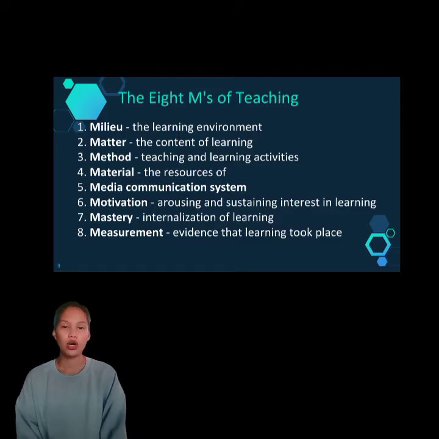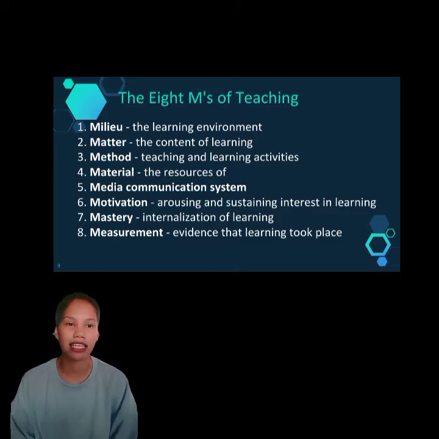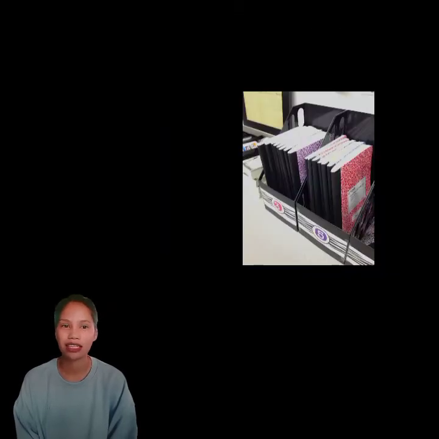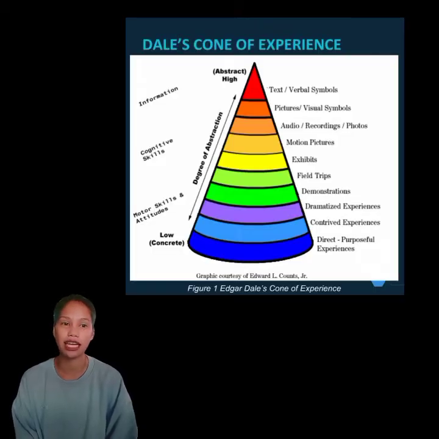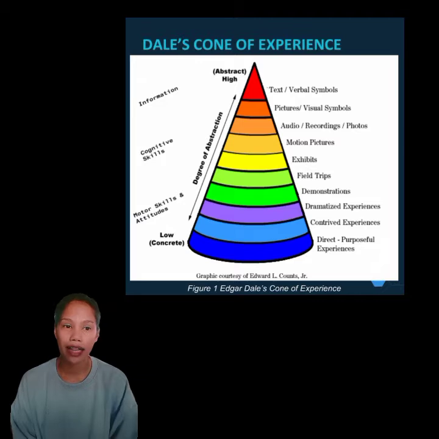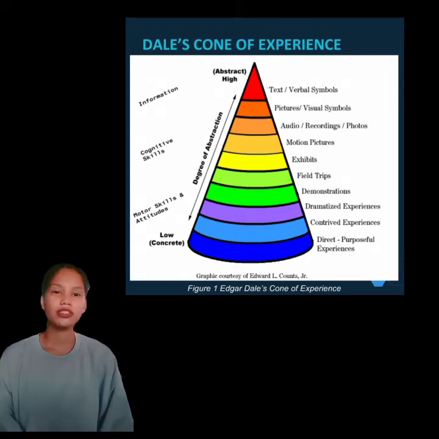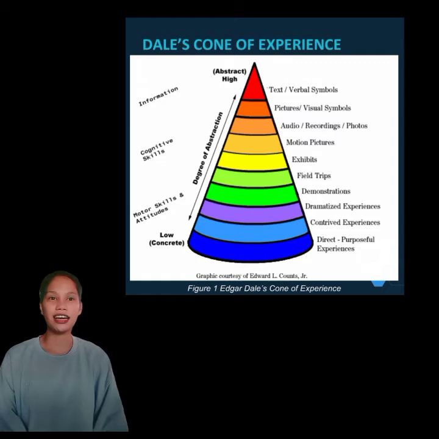So, with reference to the 8 M's of instruction, two of the elements are media and material. These 2 M's are actually the 2 elements of the cone of experience. Edgar Dale's cone of experience relates well with various instructional media which form part of the systems approach to instruction. So now we're going to discuss the cone of experience.